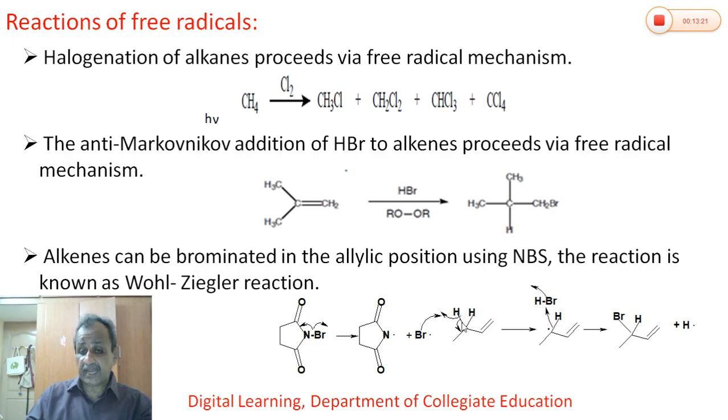Here the bond between carbon and hydrogen is homolytically broken, and the hydrogen reacts with the Br free radical to form HBr. And a free radical is generated here. That free radical reacts with an HBr molecule. Again homolytic bond cleavage: bromine is attached to this position and a bromine free radical is generated. So in this way, allylic bromination takes place via a free radical reaction.